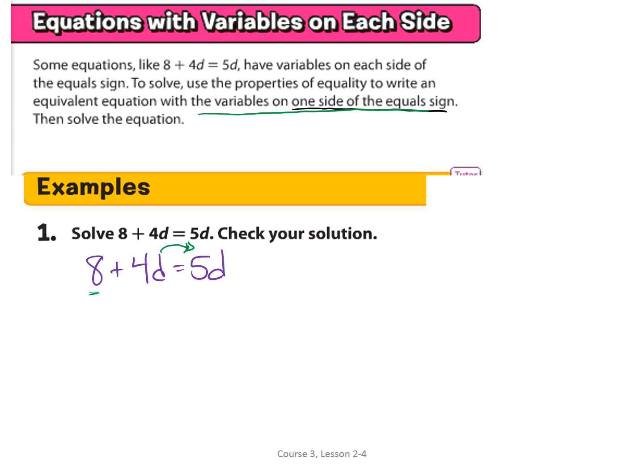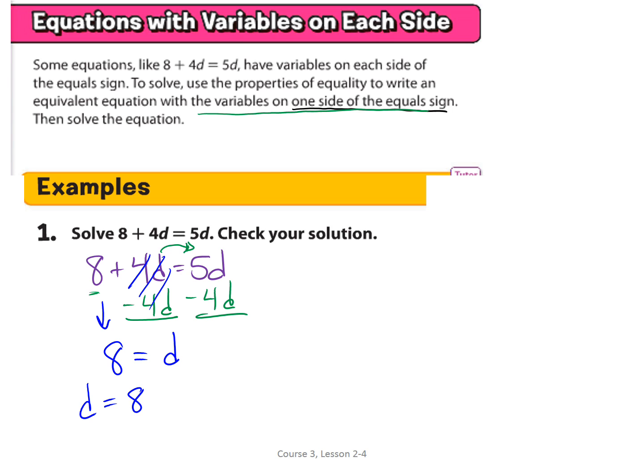So what I'm going to start with is subtracting 4d. Again, I'm doing the opposite to get rid of it, and I'm moving the 4d over to the right hand side. So let me rewrite this equation. My 8 comes down. 8 is equal to 4d minus 4d, which is 0, so that cancels out, and I'm left with 5d minus 4d, which is just d, 1d. So my answer is d is equal to 8.